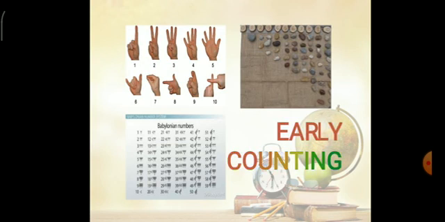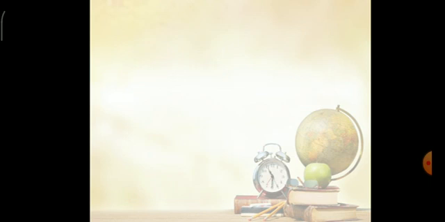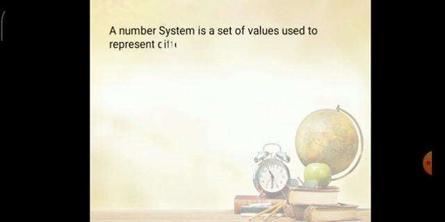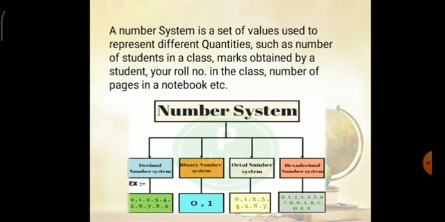Let us know the different number systems. As a definition, a number system is a set of values used to represent different quantities. There are 4 basic number systems used in computers: decimal number system, binary number system, octal number system, and hexadecimal number system. The decimal number system is the number system which is used by human beings. Let us understand each one of them in detail.